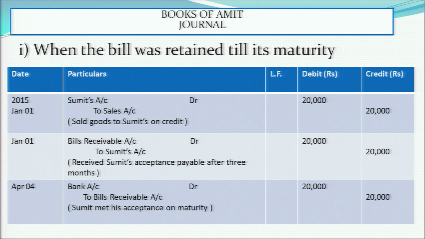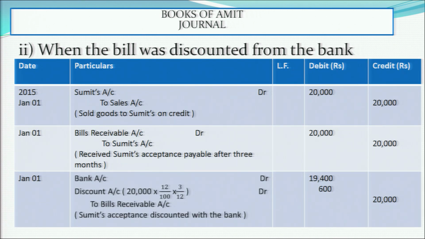Now let's see another. When the bill was discounted, here Amit is going to the bank before the maturity date. Okay, and we have already read that it's giving 12% discount. But 12% discount is per annum, and here we have the bill for 3 months. So he went on Jan 1st, and we're going to calculate as per month. So it is 600 rupees. So how much has the bank charged? 600 rupees. And how much has Amit received? 19,400.